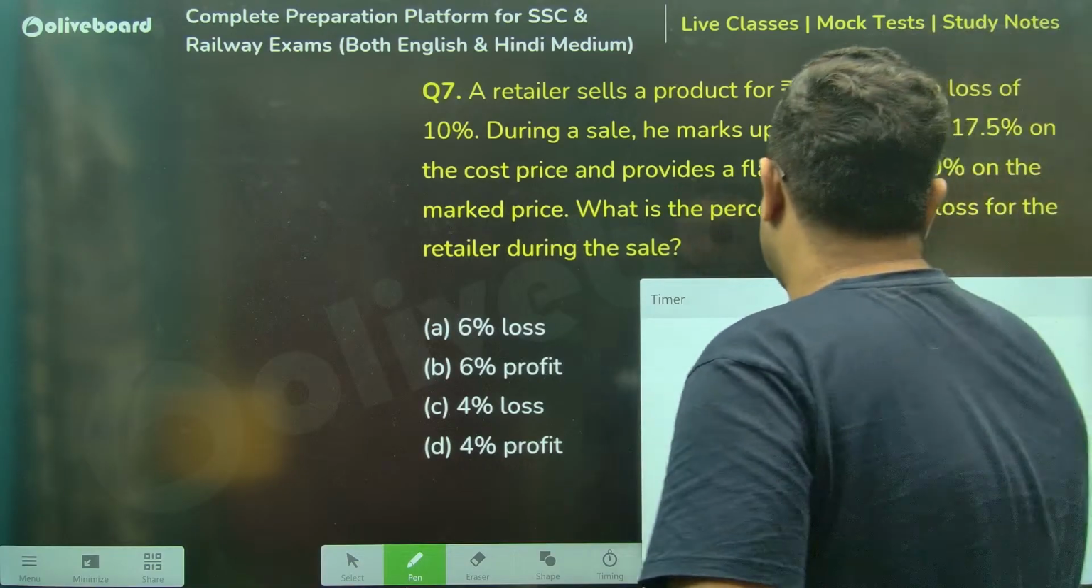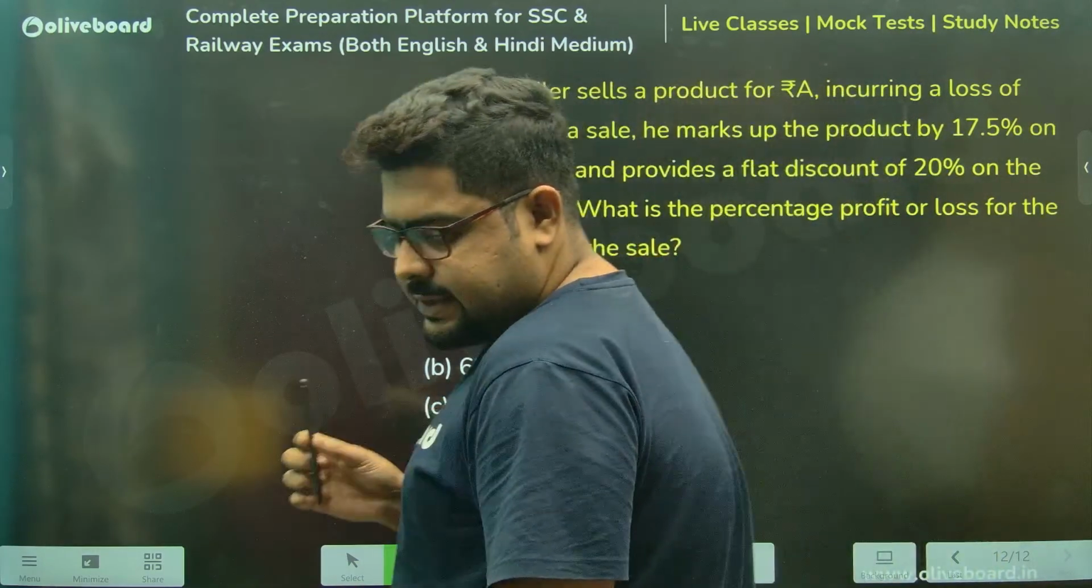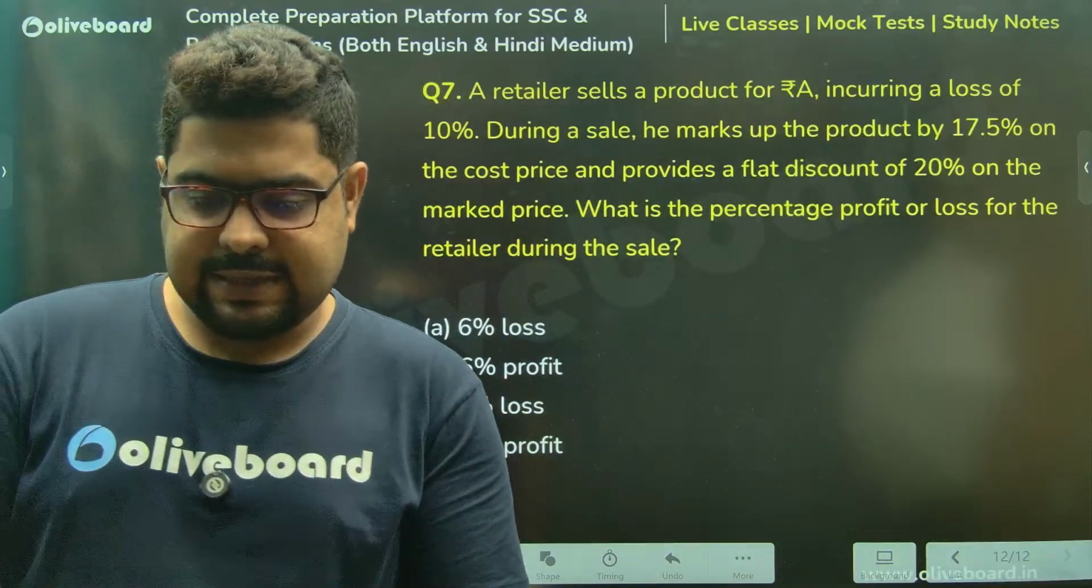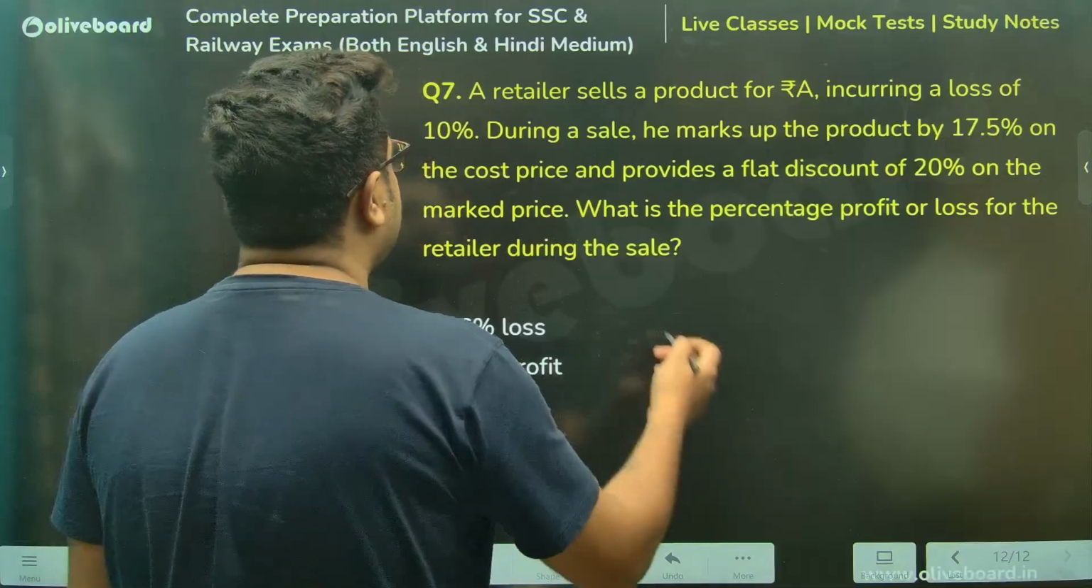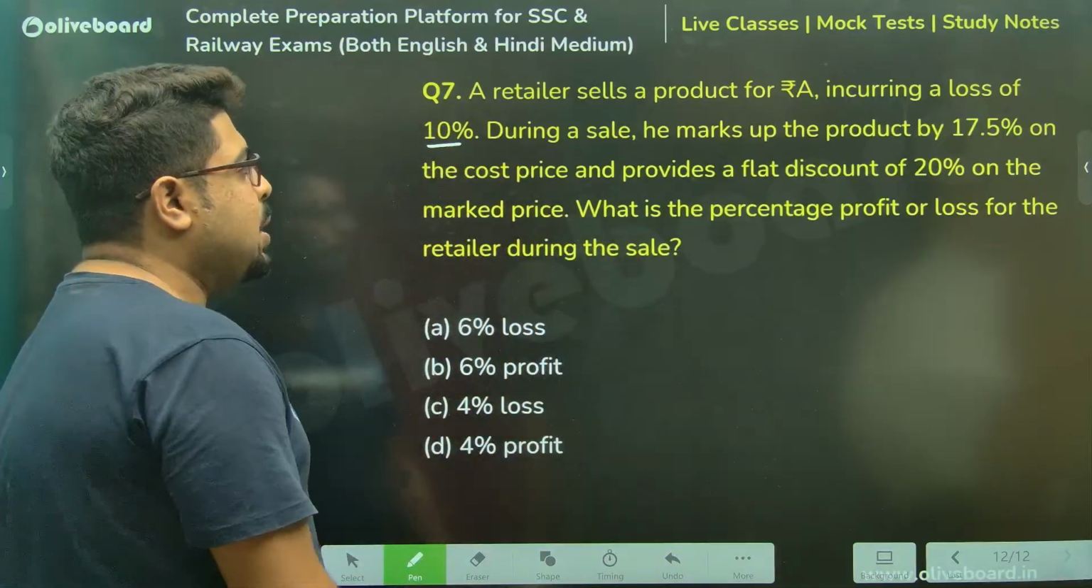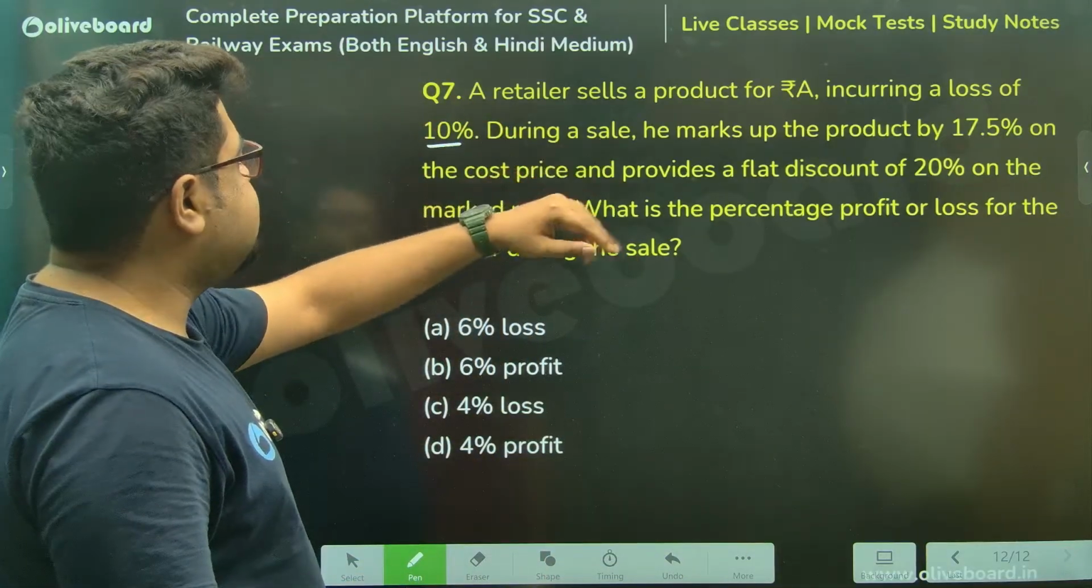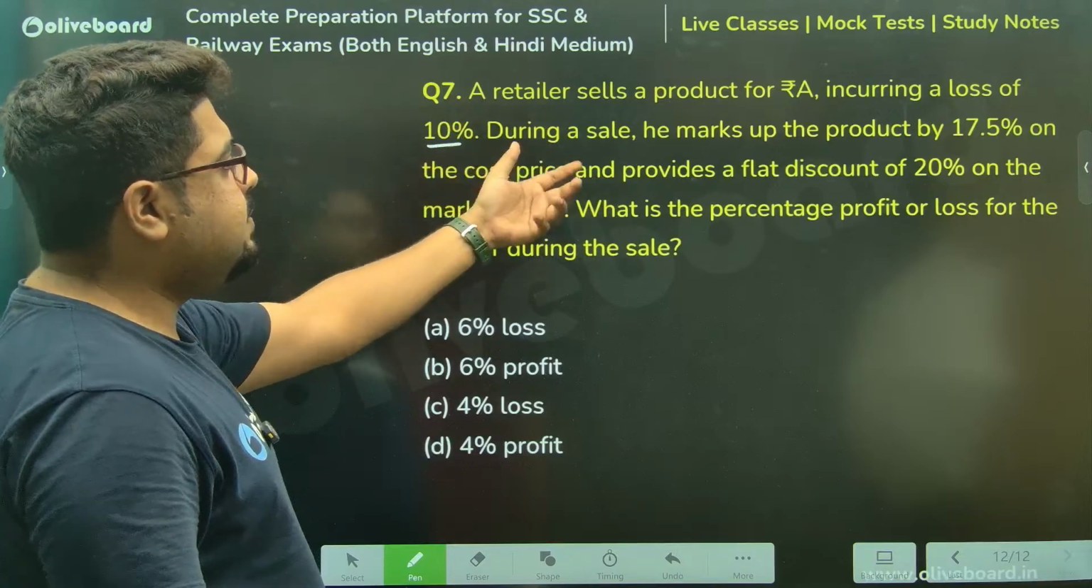Chalo sir, let's see how we can solve this. A retailer sells a product for A rupees, incurring a loss of 10%. During a sale, he marks up the cost price by this much and provides a flat discount.